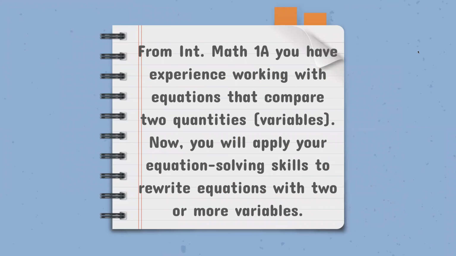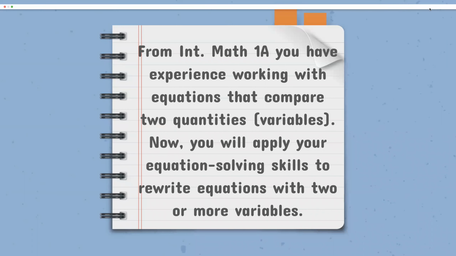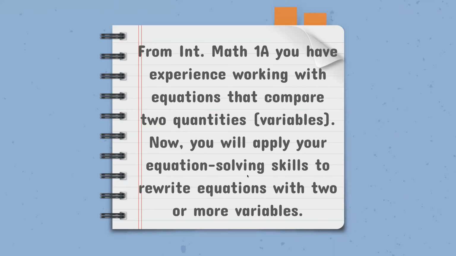So if you're in Integrated Math 1B right now, that means you've taken and passed Integrated Math 1A. And in that class, you have experience working with equations that compare two quantities. Now you're going to apply your equation solving skills to rewrite equations with two or more variables. So that's what you're going to be doing today in this video, rewriting equations of two or more variables.